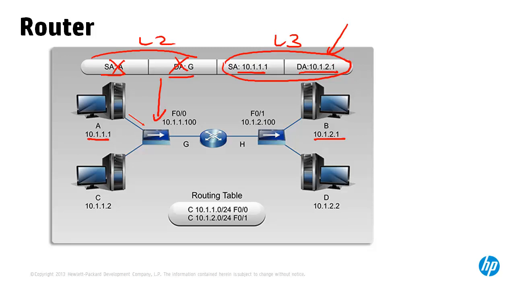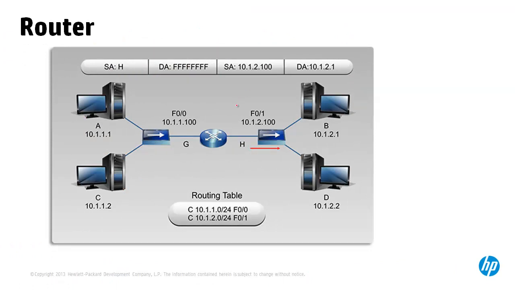So the destination IP address is 10.1.2.1. The router checks if that's a local IP address, and it's not. The router has these IP addresses, so it checks its routing table to determine if it knows where the destination IP address is. This IP address, 10.1.2.1, is on subnet 10.1.2.0, which is out of FastEthernet 0/1. The router therefore knows it needs to send traffic to this host 10.1.2.1 out of FastEthernet 0/1.